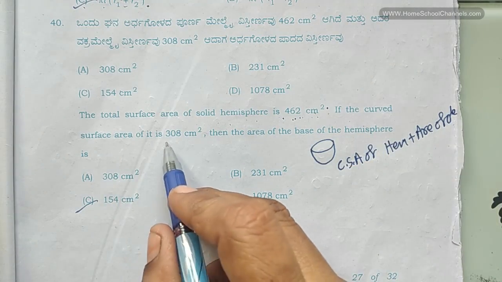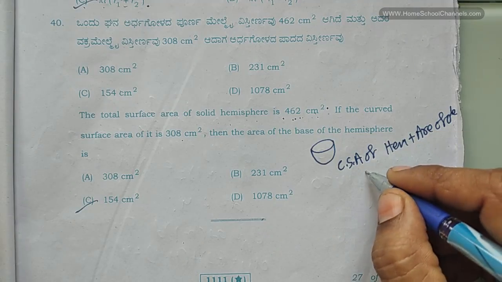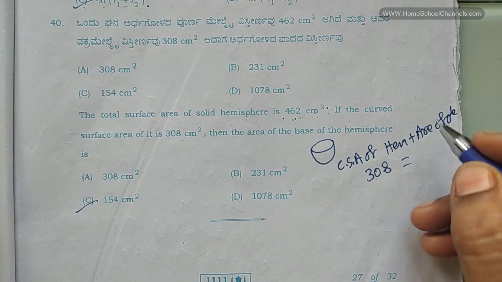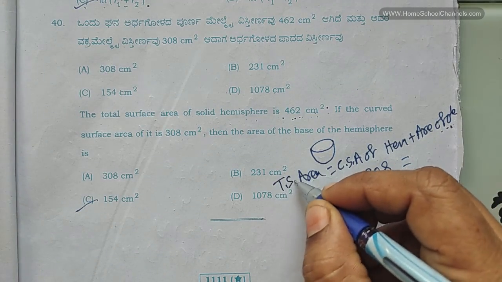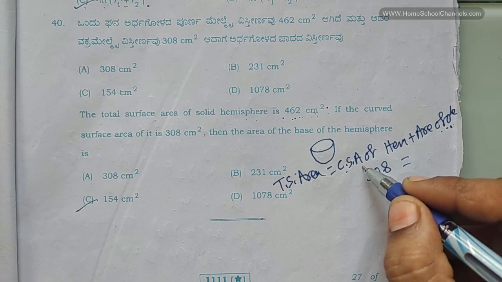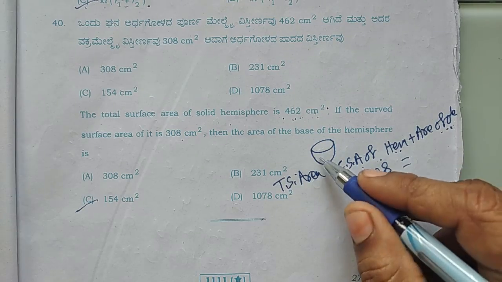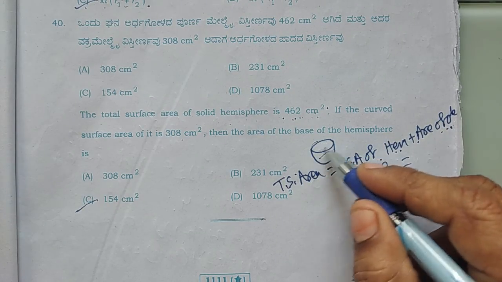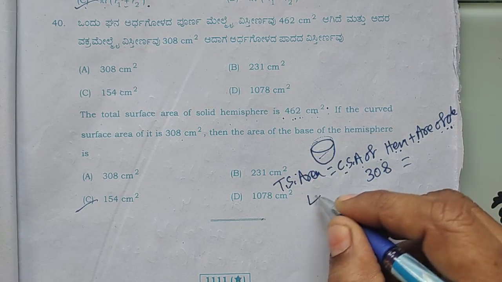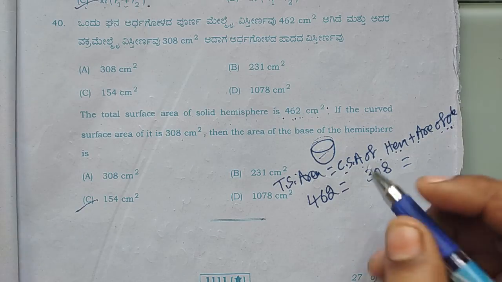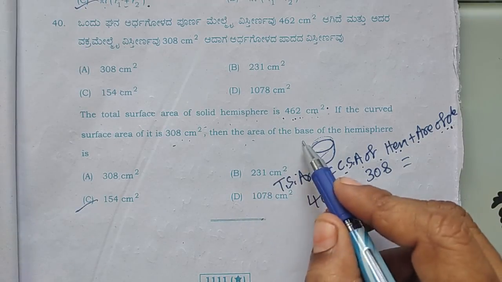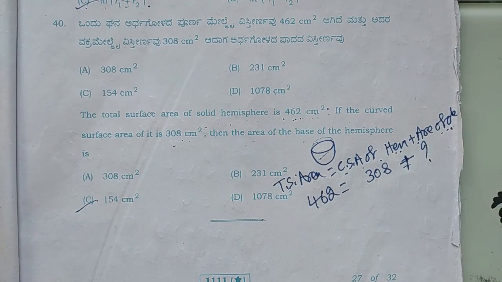The curved surface area of it, CSA of a hemisphere is given, that is 308, and then the area of the base of the hemisphere, this is the total surface area. Total surface area of the solid hemisphere is, formula you can take, CSA of a hemisphere plus area of the top circular base, right? They have given total surface area how much? 462 is equal to, CSA of a hemisphere is also given, 308 centimeters square. Then the area of the base, what is this, is your question.